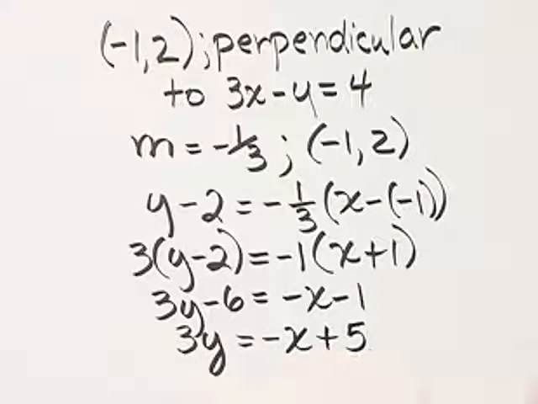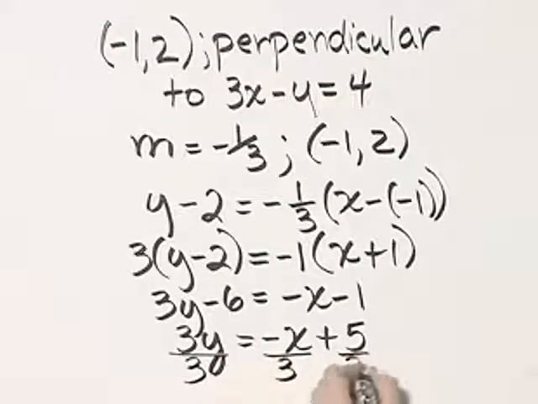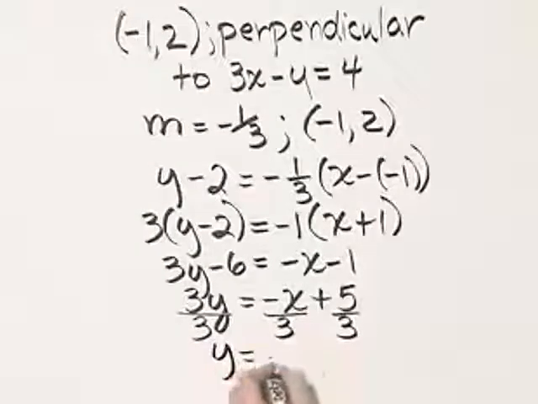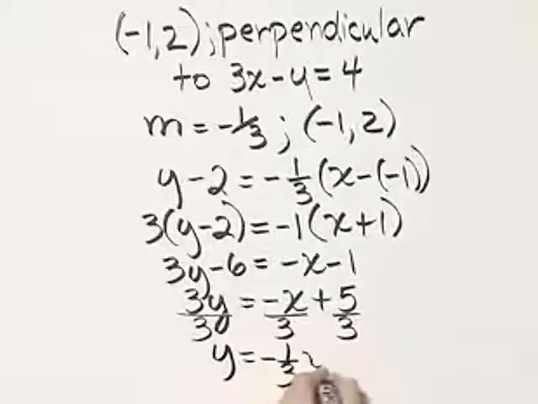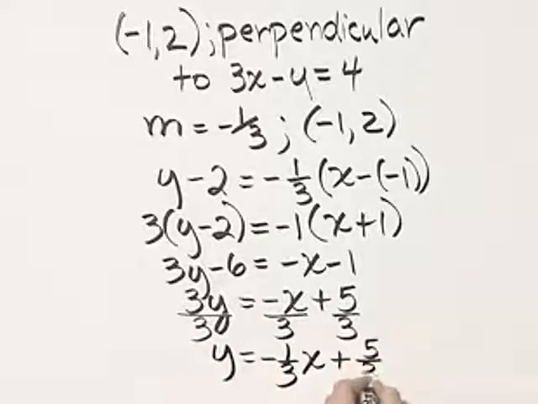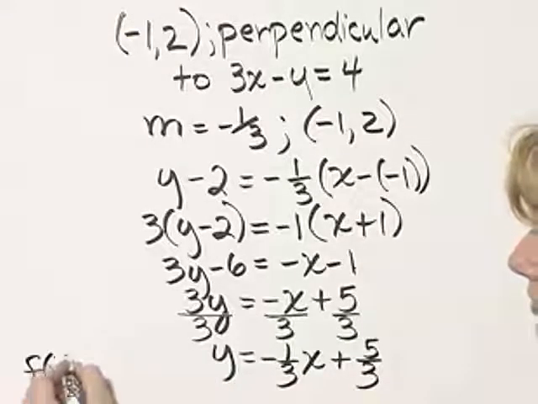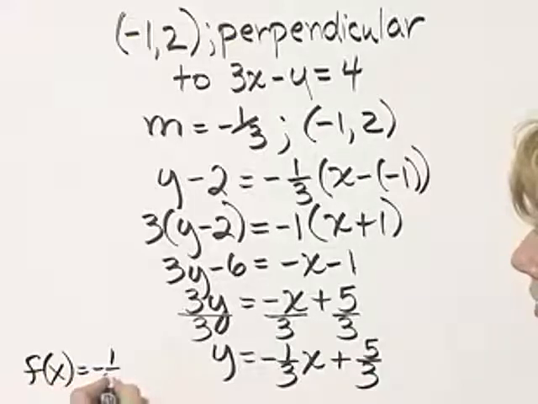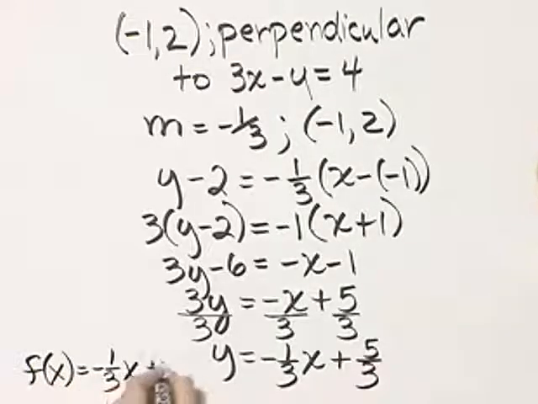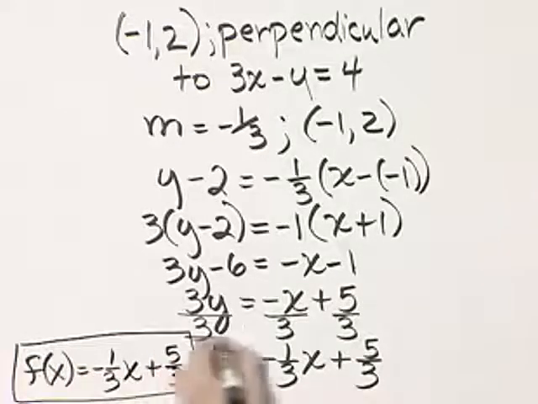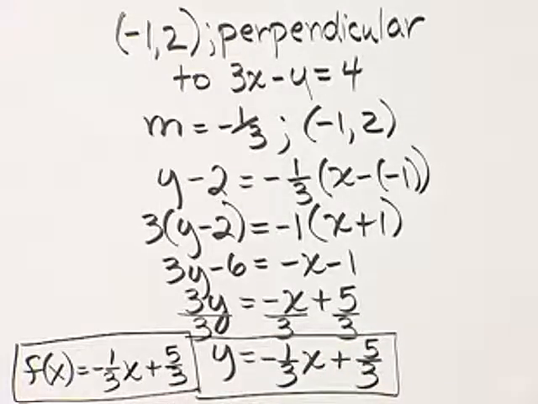How do I finish solving for y? I'll divide both sides of the equation by 3. As a matter of fact, let's just go ahead and divide every single term by 3. So I'll have y is equal to negative 1/3 x plus 5/3. And if I want to use function notation instead of y, I'll simply write f of x is equal to negative 1/3 x plus 5/3. So here it is, function notation. It's the same thing here, but instead of y, I used f of x.